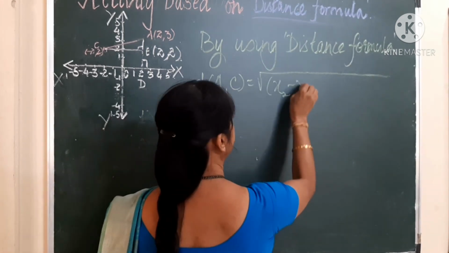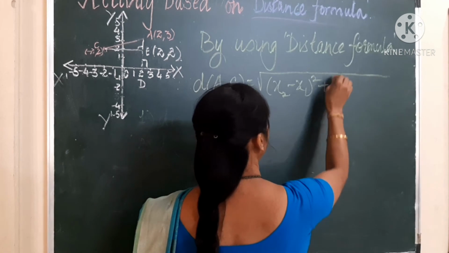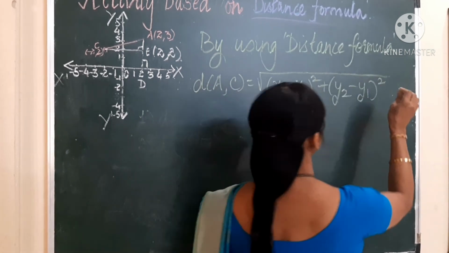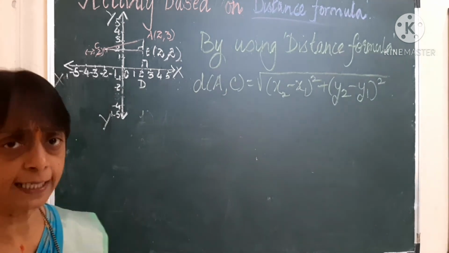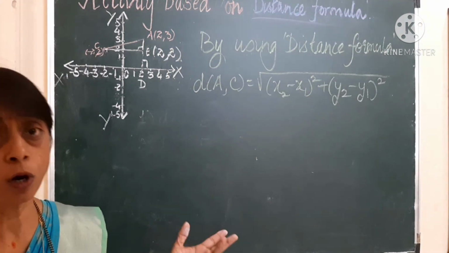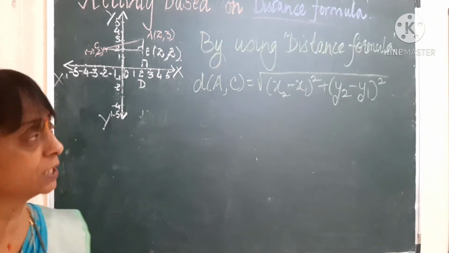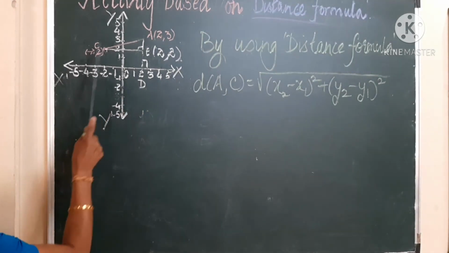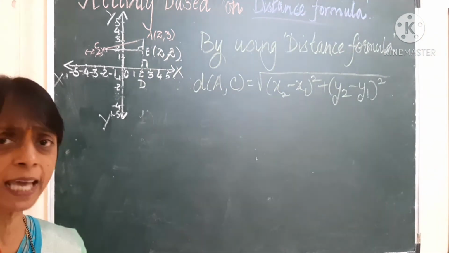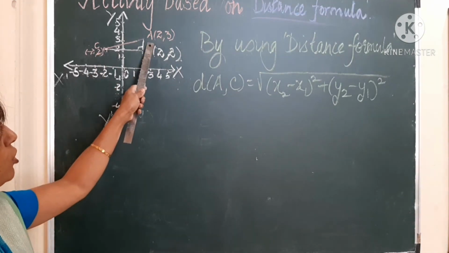Square root of x2 minus x1 the whole square plus y2 minus y1 the whole square. Now, what is x1? What is x2? What is y1 and what is y2? What do I substitute? We will substitute them as the coordinates of the end points of the given segment whose distance has to be calculated. Which are the two end points, children, over here?